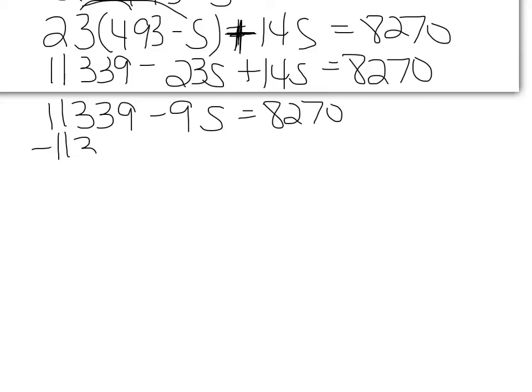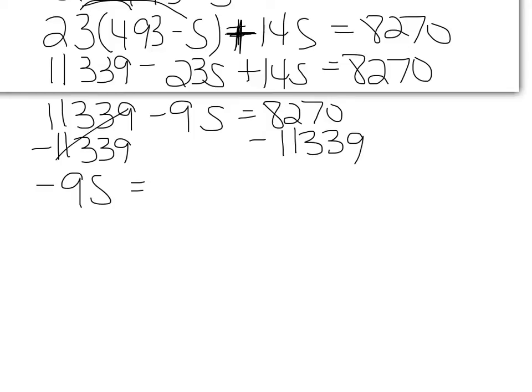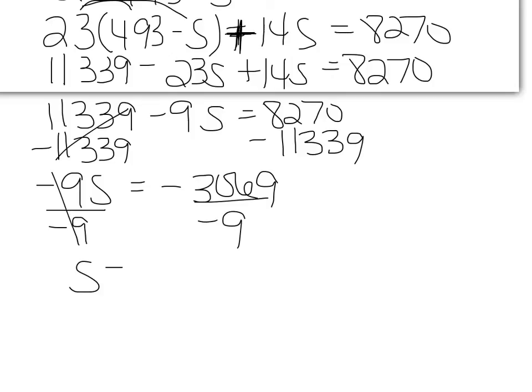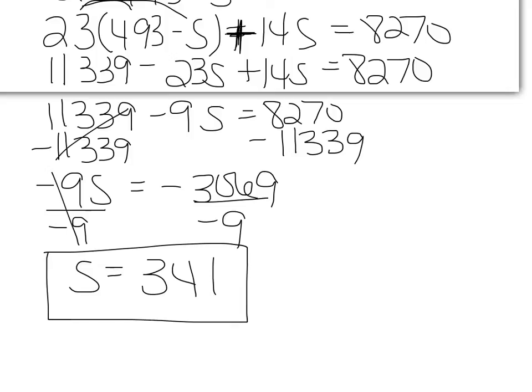So I'm going to subtract 11,339 from both sides. That's going to give me negative 9S is equal to, so 8270 minus 11,339 is negative 3069. Divide both sides by negative 9, and you get S equals 341. And that is how many senior citizen tickets were sold, 341.